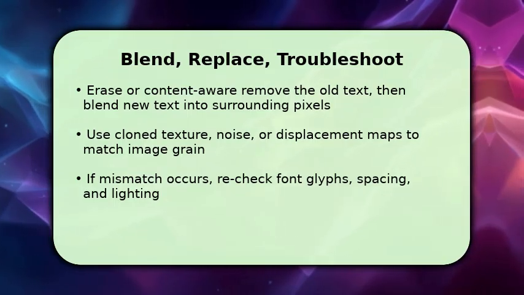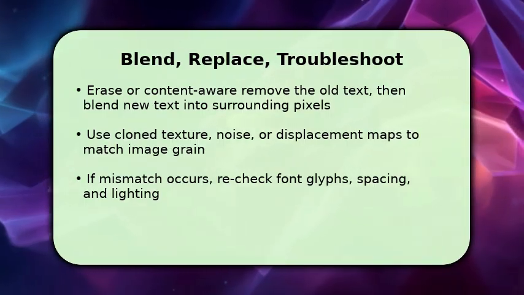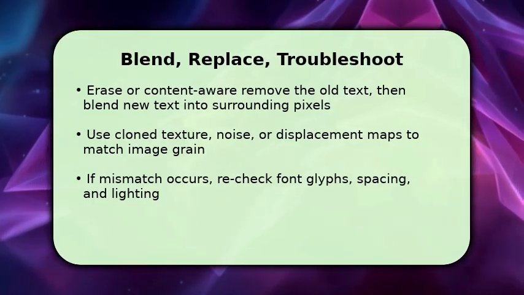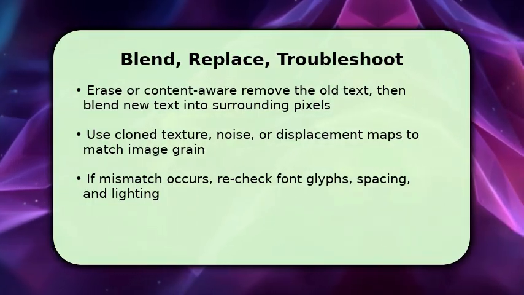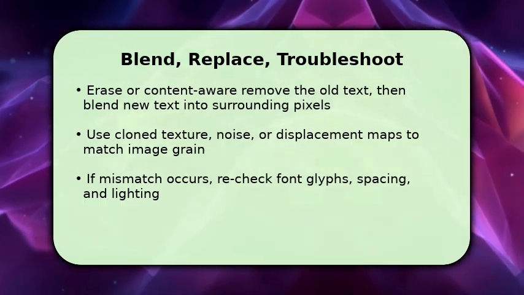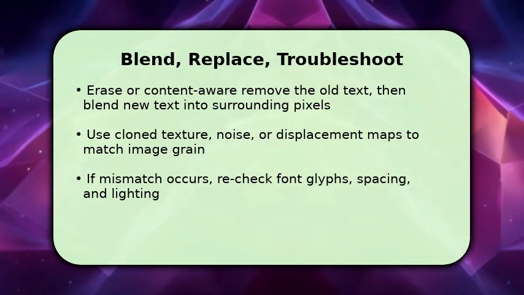Place your recreated text over the cleared area and use blending modes, subtle noise, and a displacement map to match surface texture and lighting. Make sure shadows and highlights align. If things look off, recheck your font choice and manual glyph adjustments. Often the fix is a small tweak in tracking, warp, or a tiny contrast adjustment to match the original.